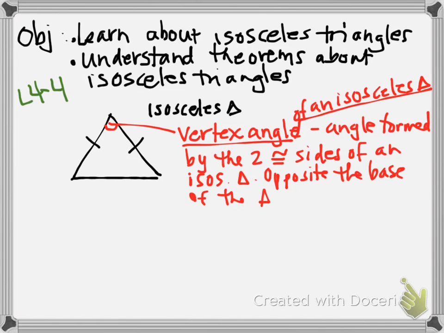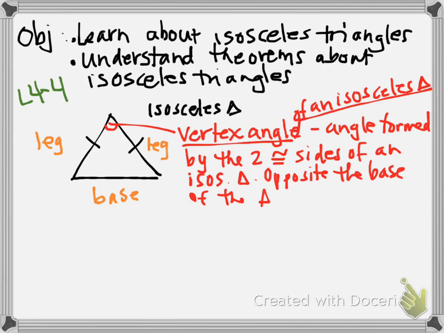Okay, so let me add a couple things here. He's the base. He's opposite the vertex angle. He's not one of the two congruent sides. And what do we call the other two sides? Does anyone know that? Same term that we use when we're talking about right triangles. The legs. Okay, they would be called the legs.